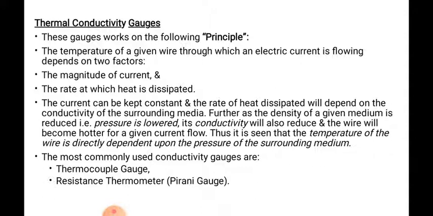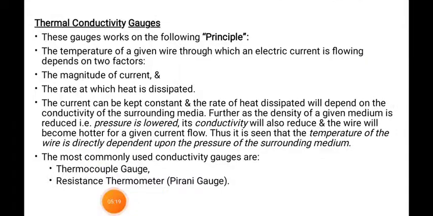And the second parameter comes into the picture, that is heat dissipation. As the surrounding air is having lower density, we can say that the pressure is lower and its conductivity will also reduce. That's why the heat will not be dissipated to the surrounding. That's why whatever heat is developed by the resistance to the flow of current will increase, and the wire will become red hot. Thus it is seen that the temperature of the wire directly depends upon the pressure of the surrounding medium.